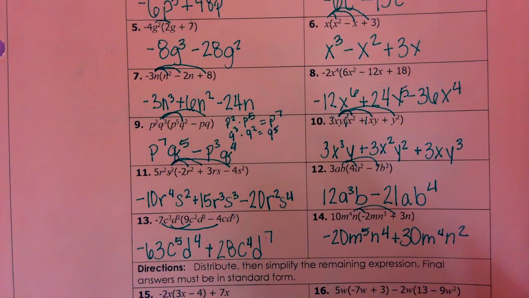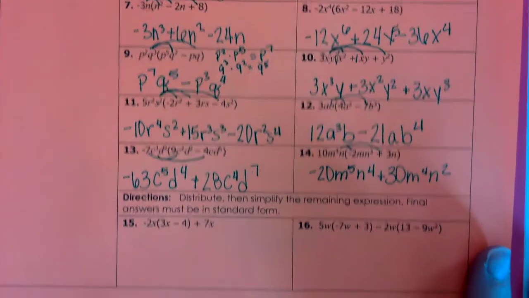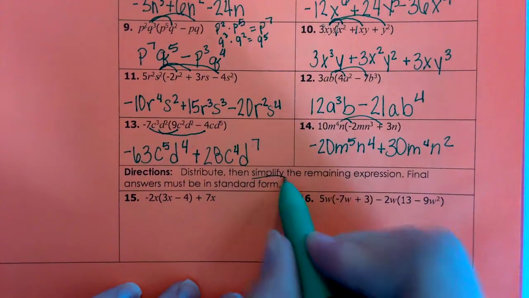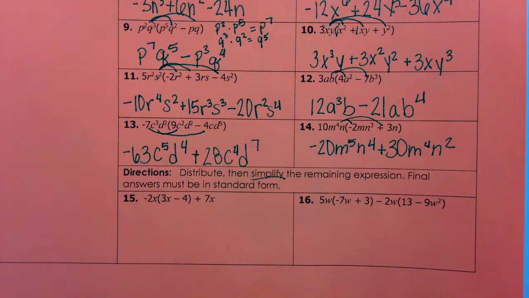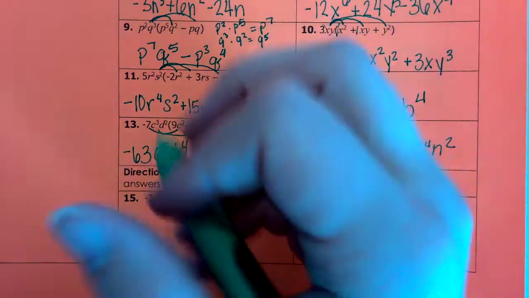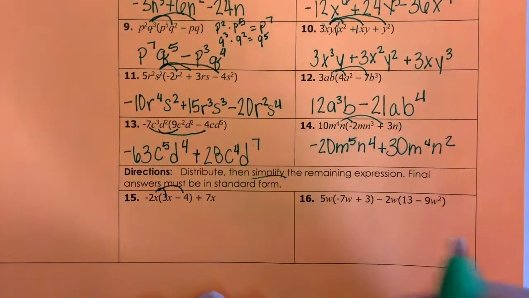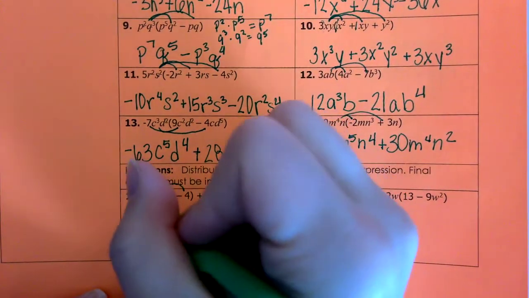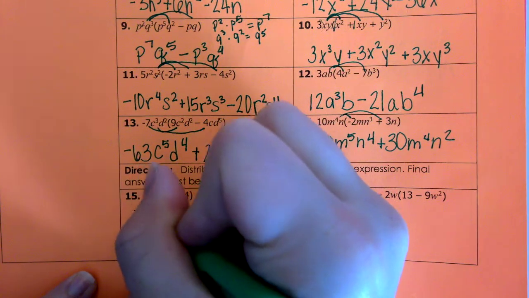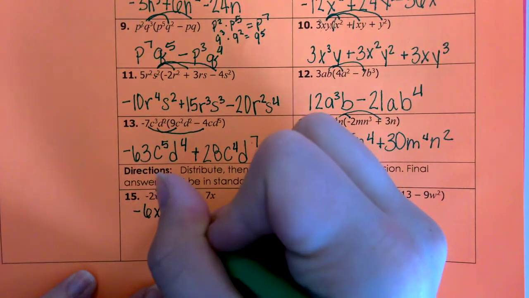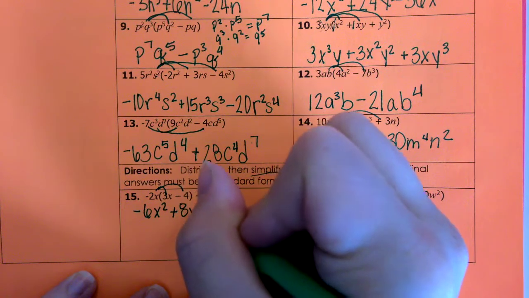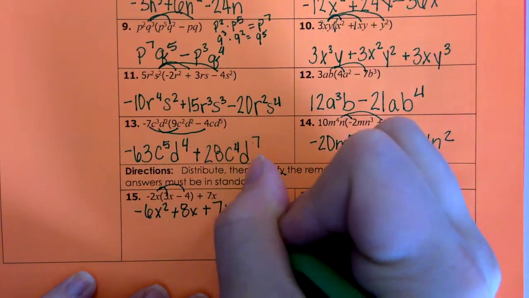Our next problem says distribute, then simplify the remaining expression. Final answer must be in standard form. So we're going to have a monomial being multiplied by a polynomial. I'm going to have negative 2x times (3x minus 4). I'm going to make sure I do that. That gets me negative 6x squared plus 8x plus 7x.